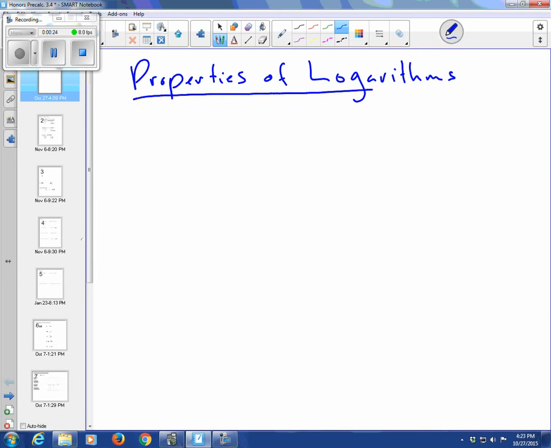Before we get into properties of logarithms, I want to talk a little bit about logarithms in general so that we can sort of make sense of what we're going to see with our properties of logarithms. So right here, let's say we've got log base 2 of 8. What is log base 2 of 8? Log base 2 of 8 is going to be the exponent we need to raise 2 to in order to get 8, so that would be 3. So log base 2 of 8 is actually the exponent of 3.